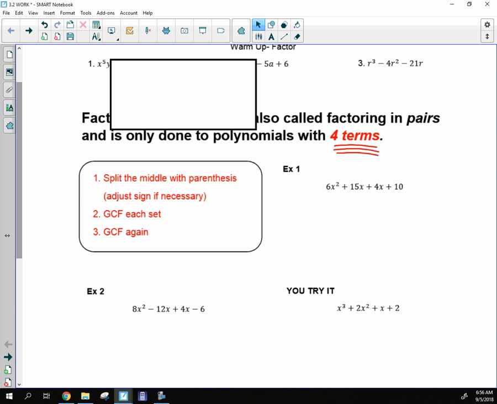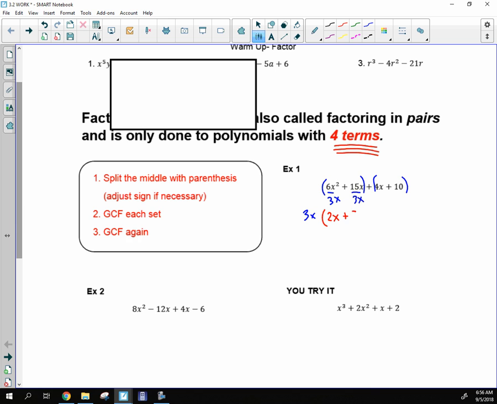So I'm going to show you this first one. The first one has 4 terms, so we split the middle. Now don't put the sign in the middle in the parentheses, so we just take out the GCF of each part. So the GCF between 6 and 15 is going to be 3. And then the GCF between x squared and x is just going to be x. So I put the 3x out in front, and then I write down what's left. So I have 2x plus 5.